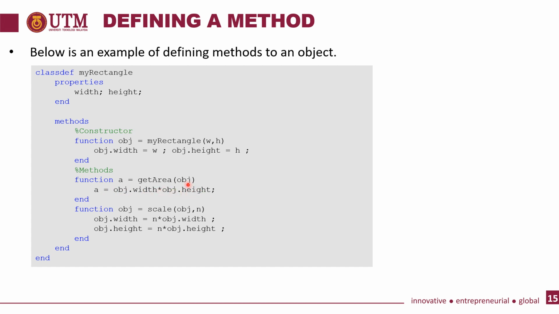When we initialize an object later on, the obj will be replaced by the object name. And then the function obj equals scale, so we wanted to scale the rectangle. The function names here, getArea and scale, must be different from the name of the class. So this is how you need to define a method.